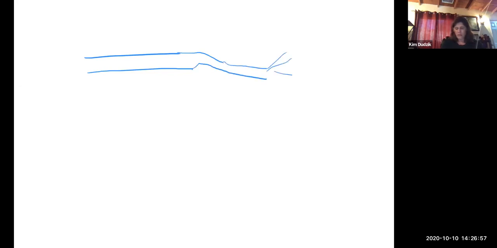Actually, let me stop sharing this screen and let me go back to the whiteboard, because I might be able to illustrate that for you a little bit better. So here is a blood vessel, and it is branching into an arteriole, okay, and into the capillary bed right there. Okay, so let's say that blood is flowing along. Oh, there's an occlusion.